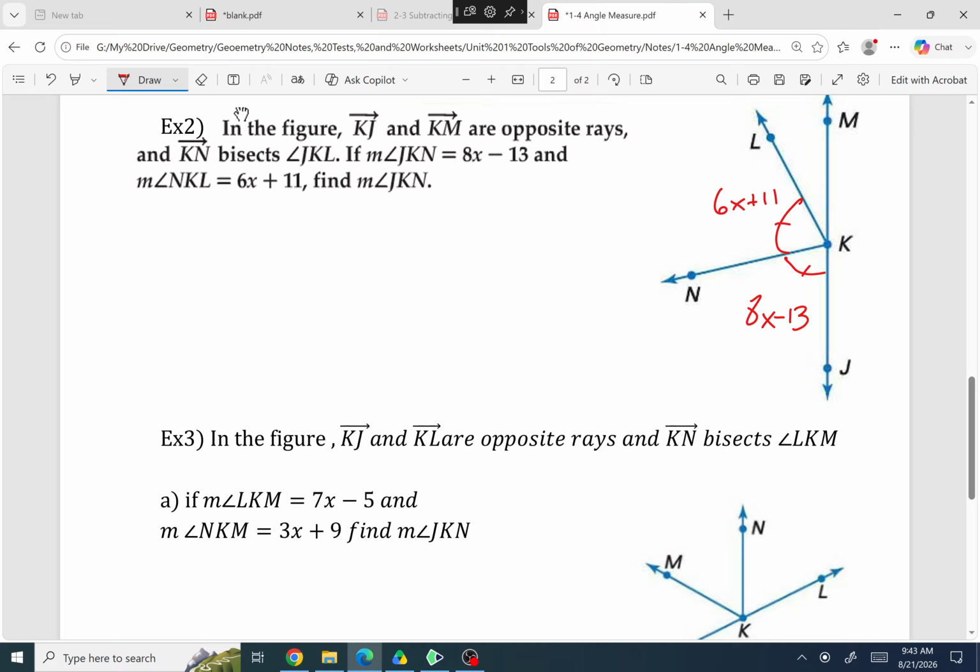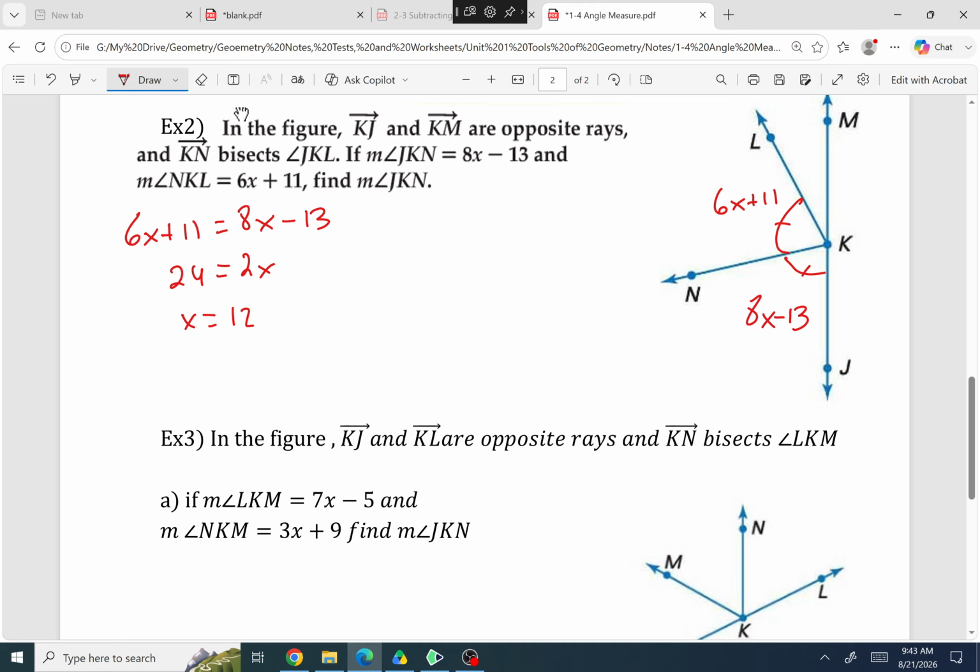All right, so what do I know about 6x plus 11 and 8x minus 13? They must be equal. So that must be equal to that. Move the 6x over, we get 2x. Move the 13 over, we get 24. Divide both sides by 2, we get x is 12. Not the question, is it?